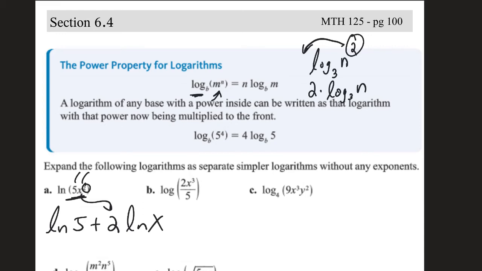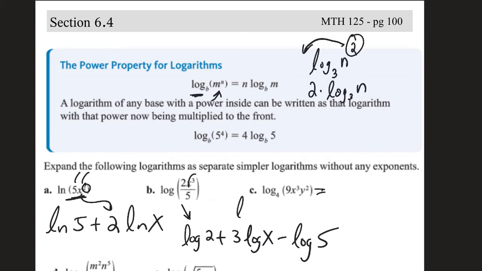So for b, I have log of 2 plus, because there's multiplying, 3 log of x minus log of 5. Again, remember that 3 was the exponent. I could bring it out in front of the whole term. C, log base 4 of 9 plus 3 log base 4 of x plus 2 log base 4 of y. These 3 and 2 come from the exponent spot. And the power property says I can bring it out in front, which is what I want to do.